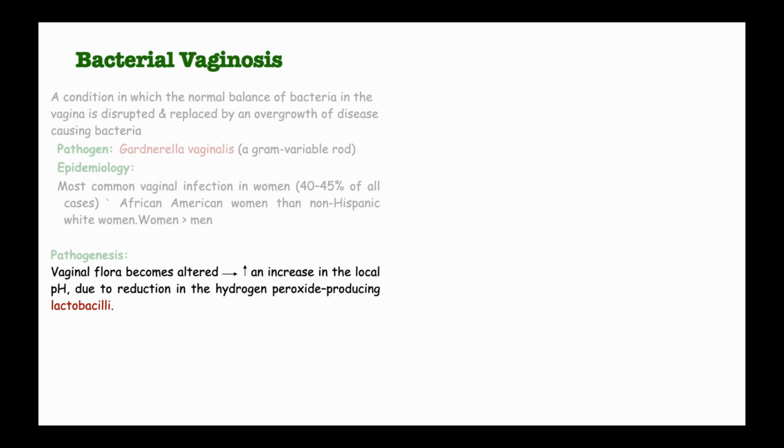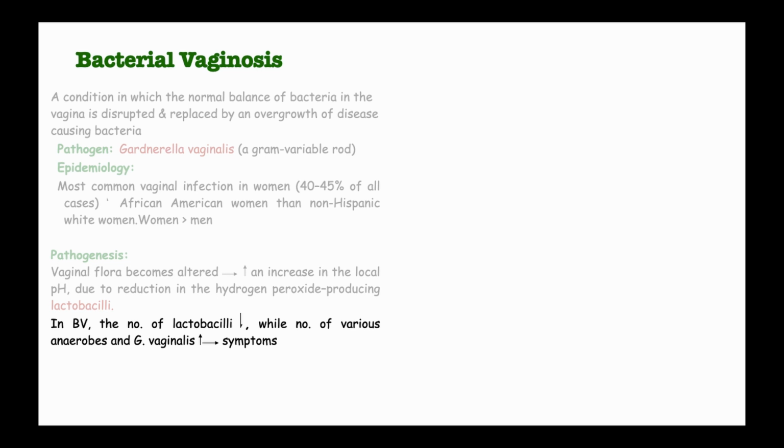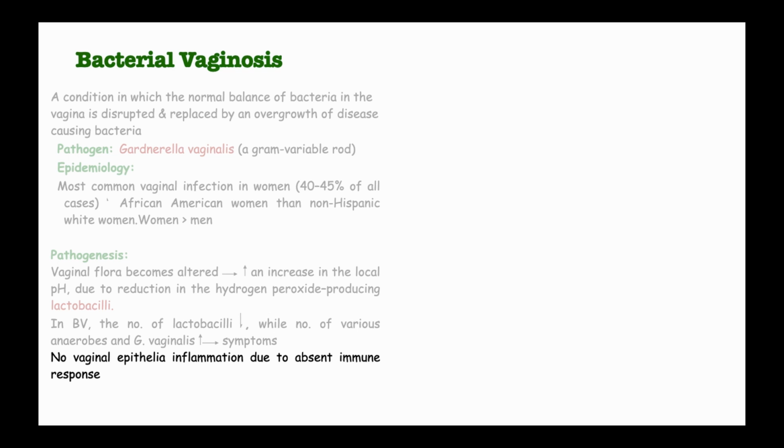Normally, these lactobacilli are found in high concentrations in a normal vagina. However, in bacterial vaginosis, the number of lactobacilli is greatly reduced, and the number of other anaerobes, such as Gardnerella vaginalis, is increased. And so it leads to these symptoms that we are going to see very soon. We also find that there is absence of immune response, and so vaginal epithelial inflammation isn't obvious at all.